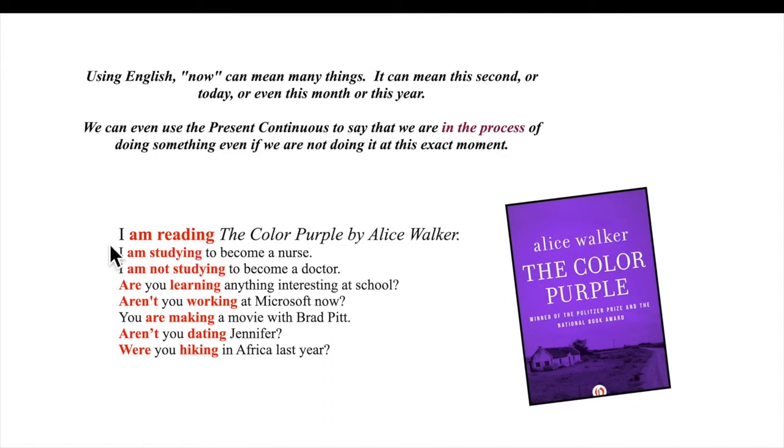Although it can also mean I am reading The Color Purple now. So if you go into the library and you see somebody sitting and reading a book, you might say, "Hey, what are you reading?" "I'm reading The Color Purple." That's also okay. I am studying to become a nurse. You may not be actually studying this minute, but you're in the process of becoming a nurse. So you're doing that studying. I'm not studying to become a doctor.